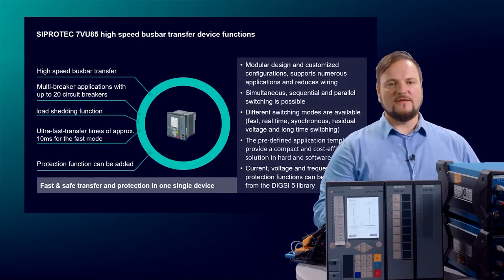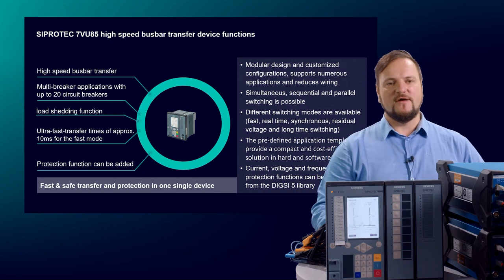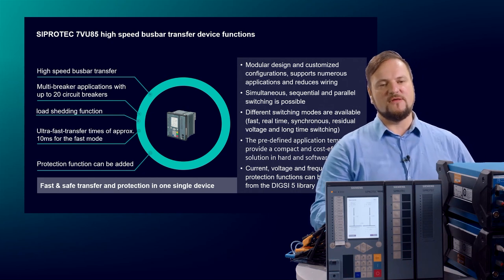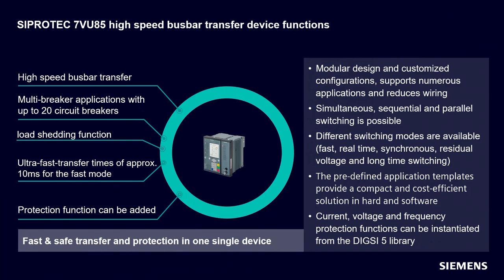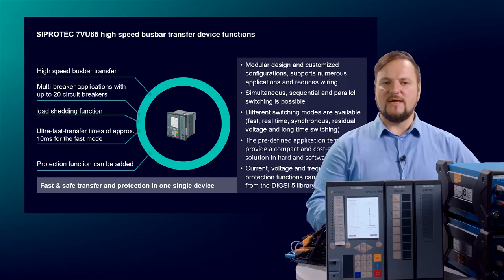Yeah, the first slide about the Zipotec 5 7VU85 high-speed busbar transfer shows you the advantages of the platform and of the application. So that means the high-speed busbar transfer function is now implemented on a Zipotec 5 platform. This functionality provides multi-breaker application with up to 20 breakers.